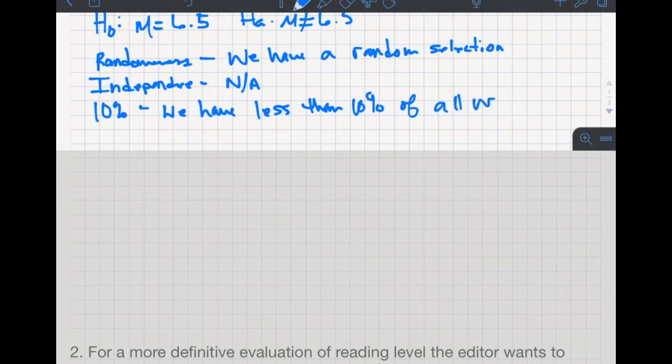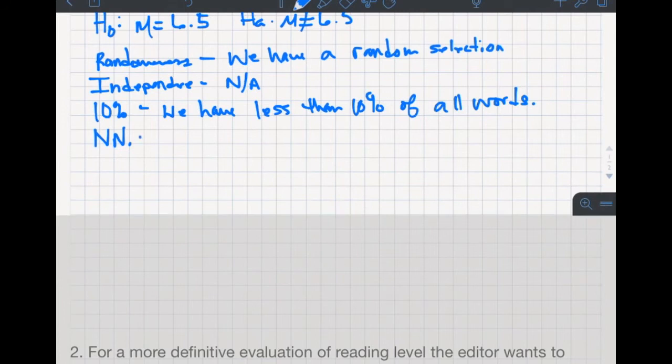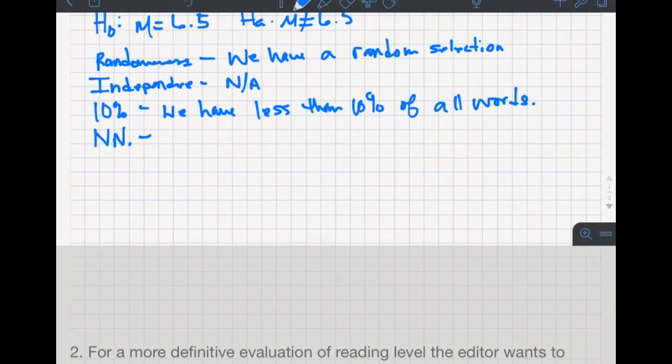And the last one is nearly normal, and we need to really emphasize this because what I've seen so far is that not many people have done a good job of checking this. In order to do nearly normal, and I don't care if you're doing one sample or two sample, you will verify that with a graph. So what we're going to do is graph the histogram.